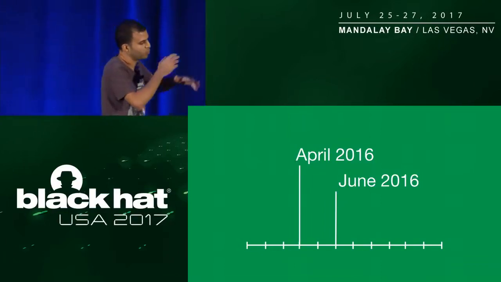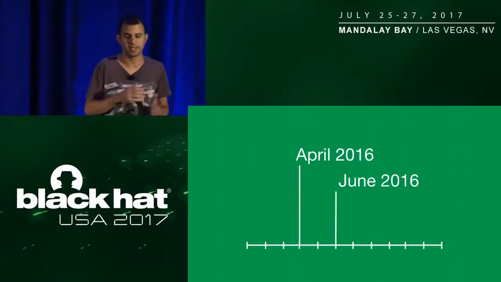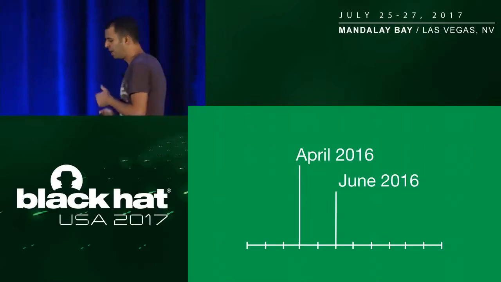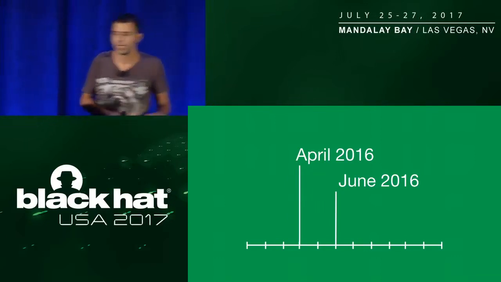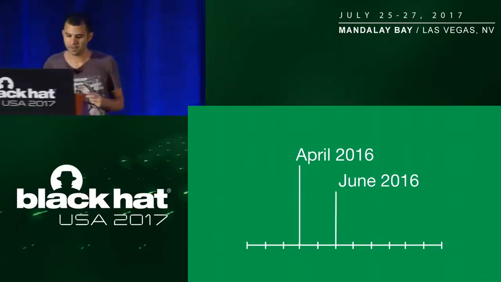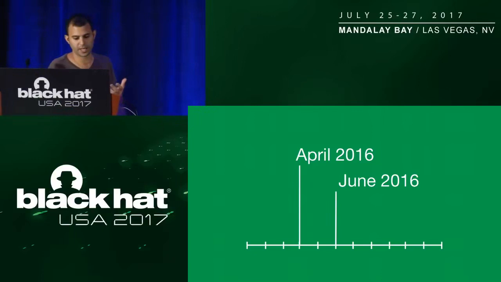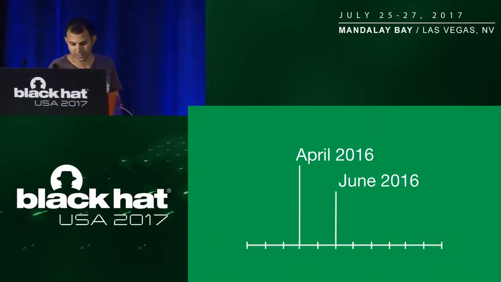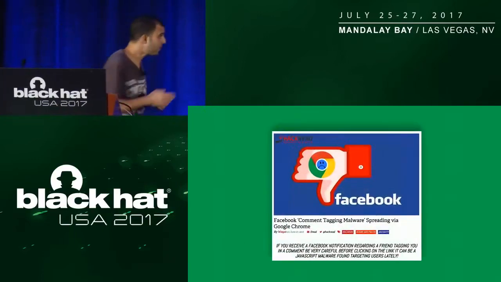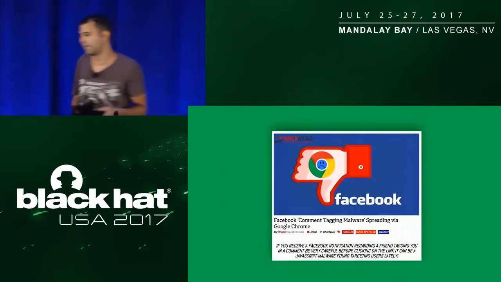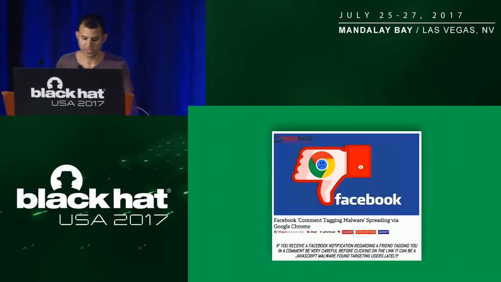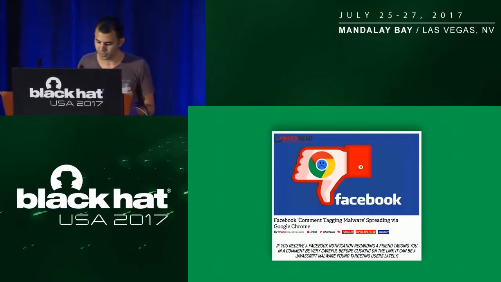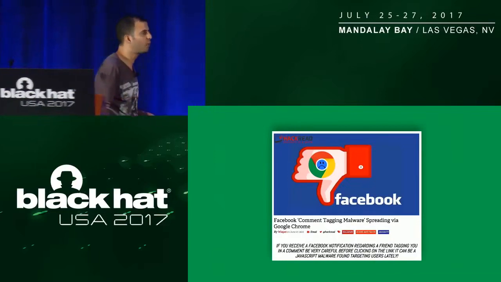So in April, we struggled with these attack actors for a while, and in the end, we blocked them. But 2 months later, a new attack came to our knowledge. It was in the news, and it said that a Facebook comment tagging malware is spreading via Google Chrome. And the warning is, if you receive a Facebook notification regarding a friend tagging you in a comment, be very careful, because it can be a malware.